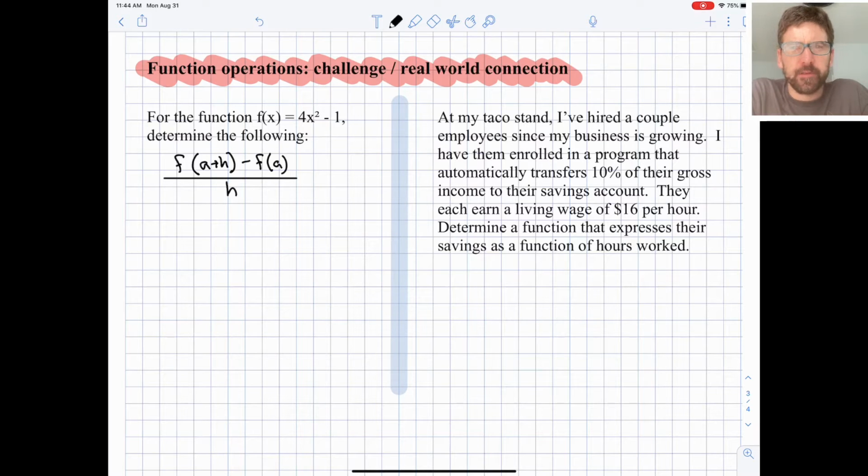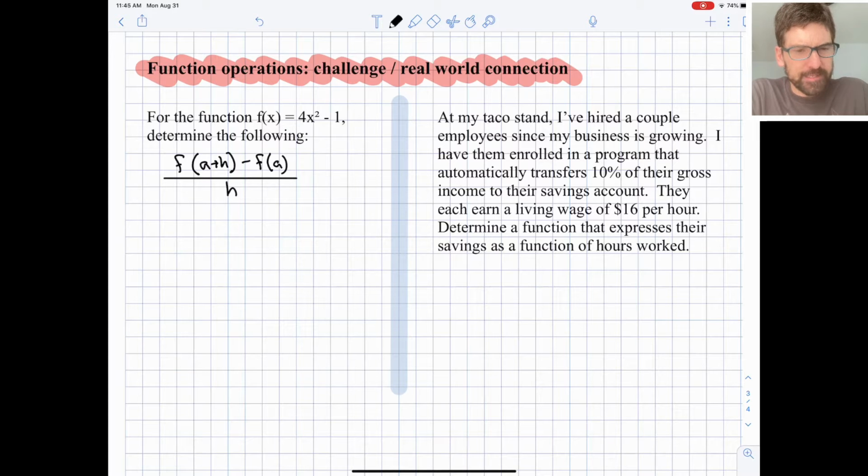All right, this is a challenge and real-world connection video in our work on function operations. I encourage you to pause this video, give these two problems a try on your own, and then check back in and follow along and see how you did. This first one on the left we'll do first.